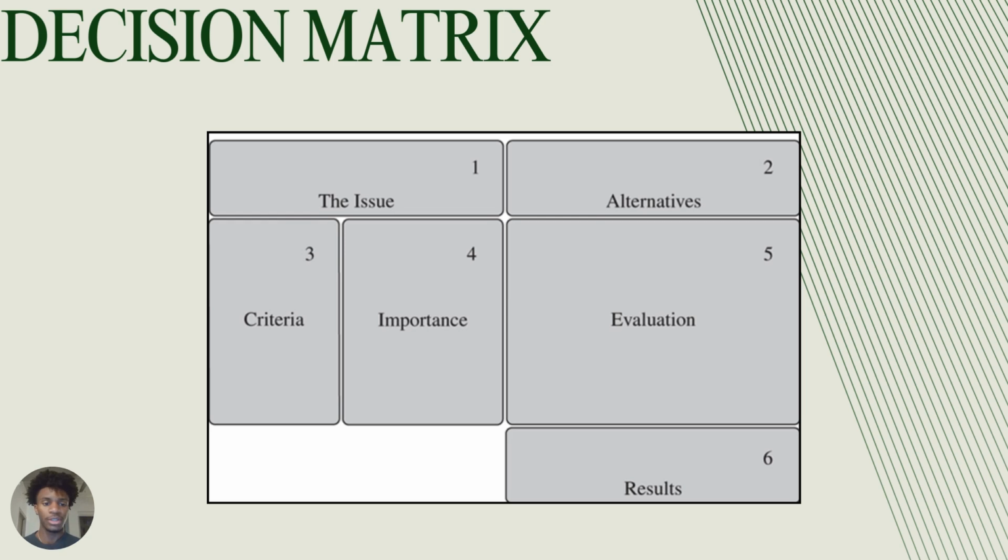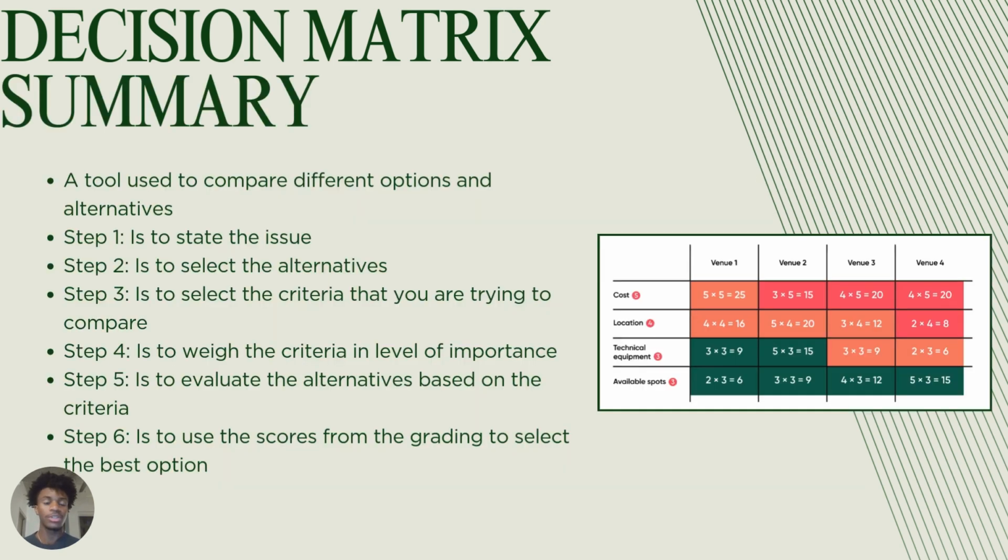The decision matrix. It's a tool used to compare different options and alternatives, and can be used in various different things, not just engineering and design and manufacture.